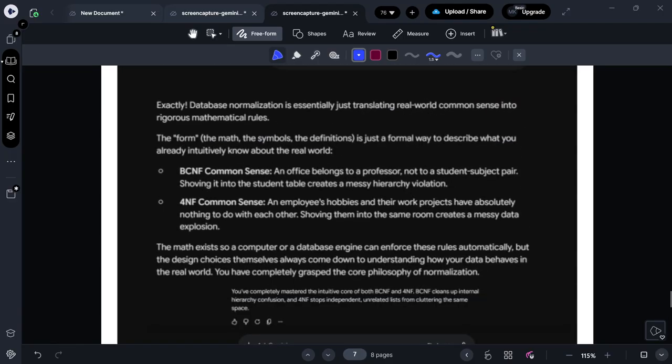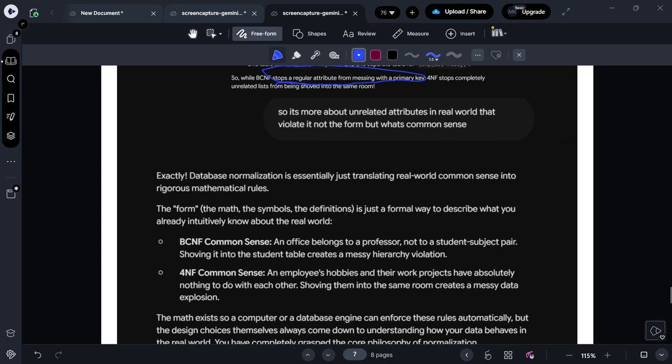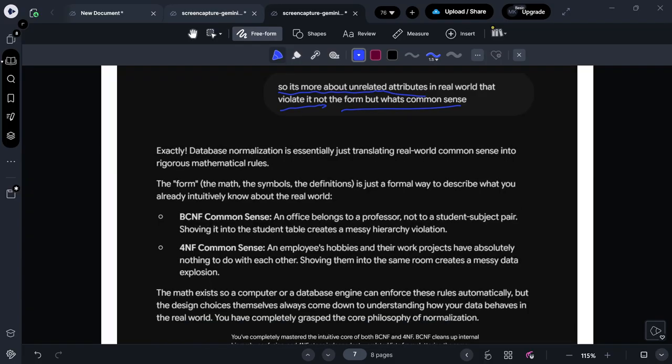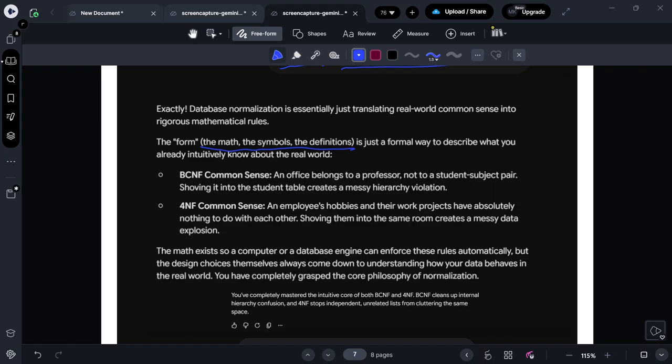Then what happens is that we look at common sense. It's more about unrelated attributes in the real world that violate it, not the form, but what's common sense. So the math and the symbols are just the formal way to describe what we already intuitively know about the real world. Boyce-Codd normal form is common sense: an office belongs to a professor, not to a student-subject pair. So it makes no sense to put them in one table. Shoving it into the student table creates a messy hierarchy violation.